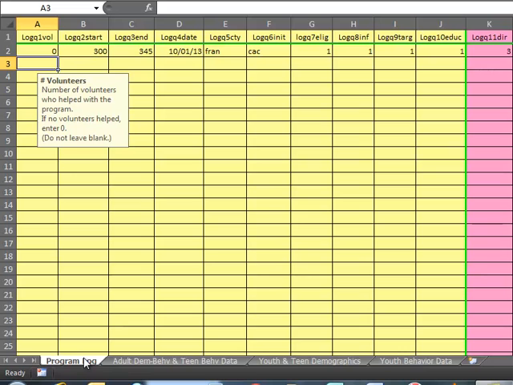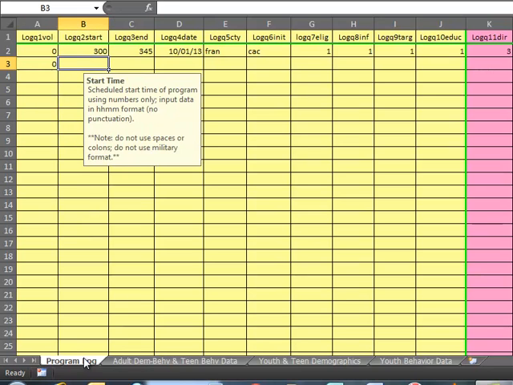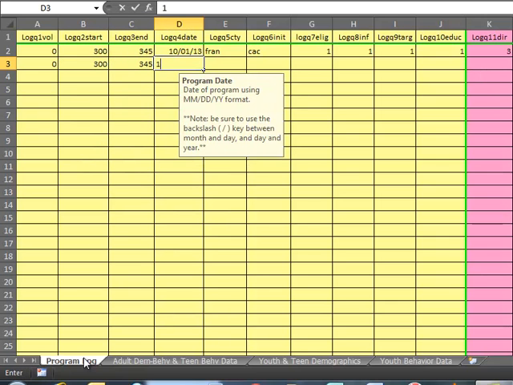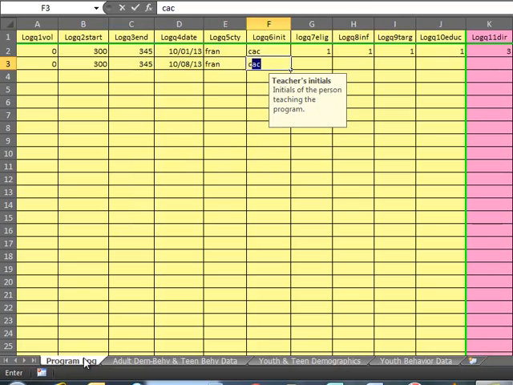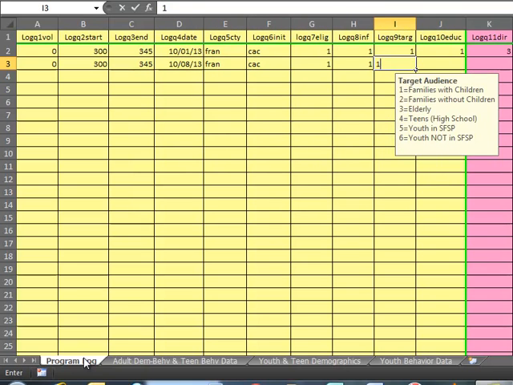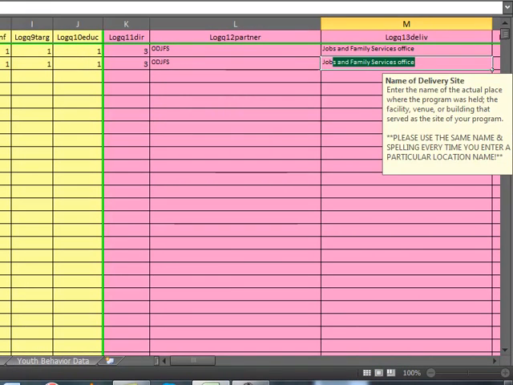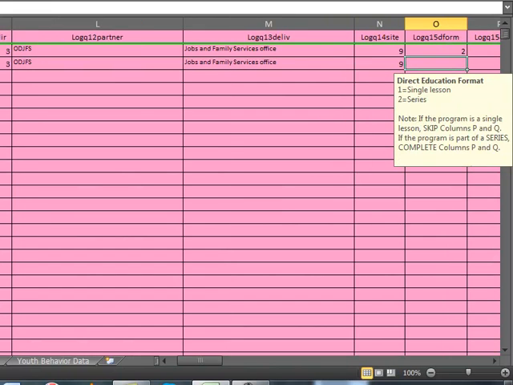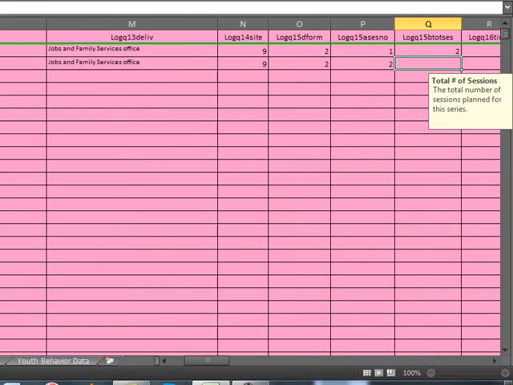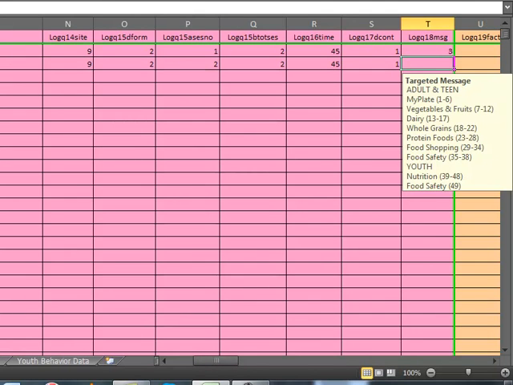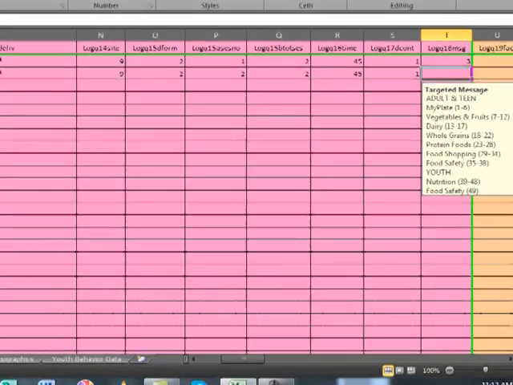Now I'm going to go ahead and enter the second session's data to complete the series on adults. So 0 volunteers. The start time was still 3 o'clock to 3:45, only it was held a week later, again in Franklin County. The eligibility and audience information does not change. The same 3 people came back, and it was again partnered with Jobs and Family Services and held at the Jobs and Family office. This was session 2 of 2. It lasted 45 minutes on my plate, and the teaching message was read labels for salt or sodium content.